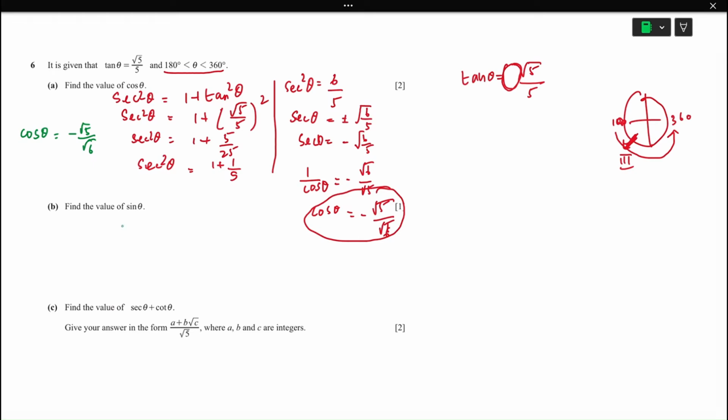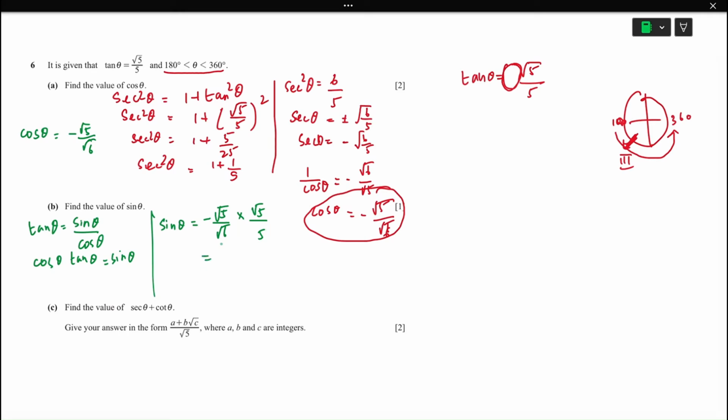Okay, so next I need to find sin theta. We know tan theta equals sin theta by cos theta. I want sin theta, so I'll bring the cos theta to the left side. So cos theta into tan theta equals sin theta. Just I'll substitute the value. Sin theta equals cos theta value, negative root 5 over root 6, times tan theta. Tan theta is already given, which is root 5 over 5.